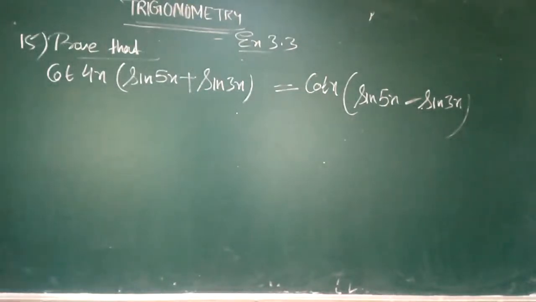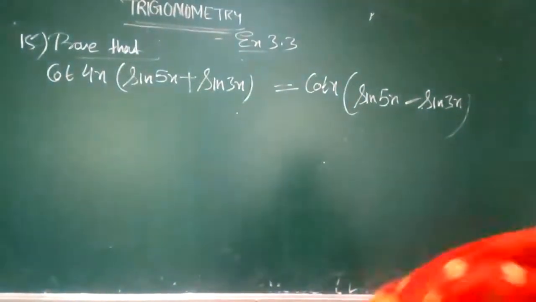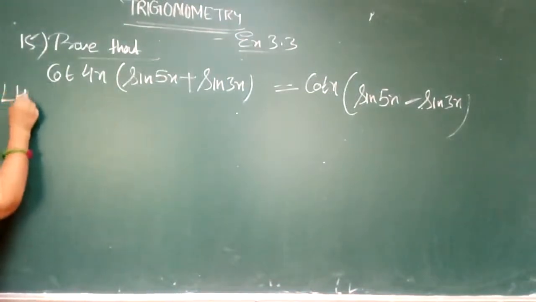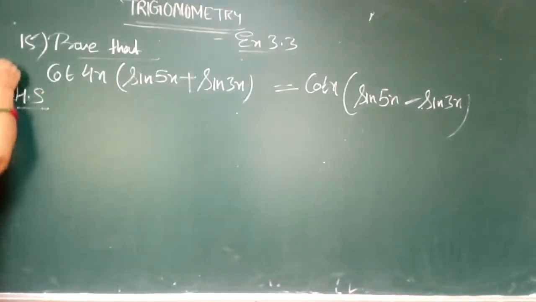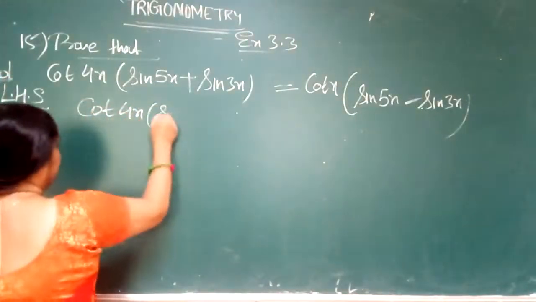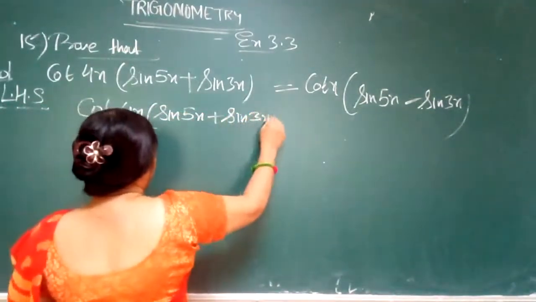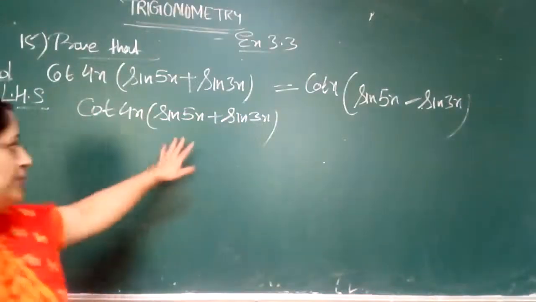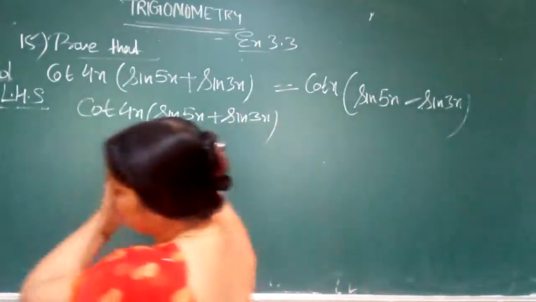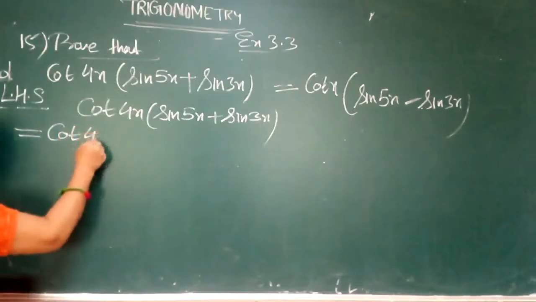Now we will solve this question. We will take the left hand side. In left hand side, what is given here? Let us start the solution. That is cot 4x into sin 5x plus sin 3x. Now student, this is given and you can see here which formula we can apply here. Here we can apply the formula sin C plus sin D.